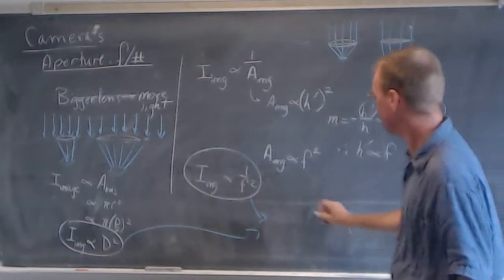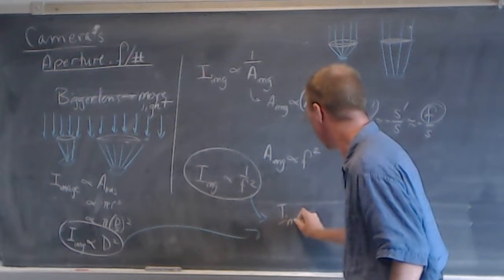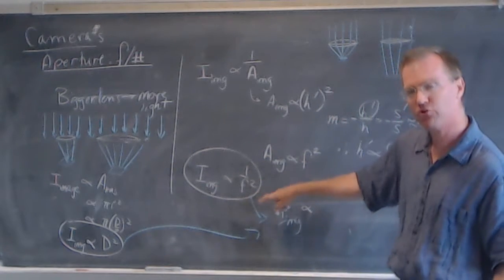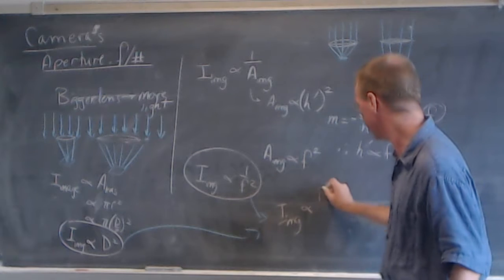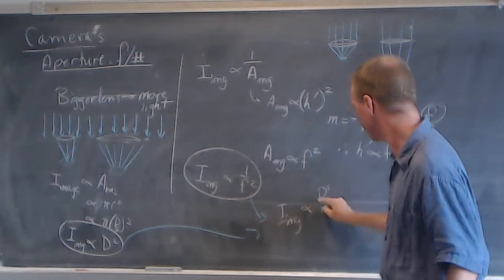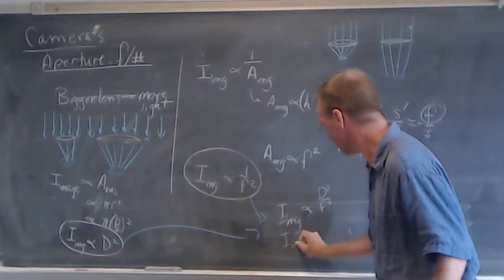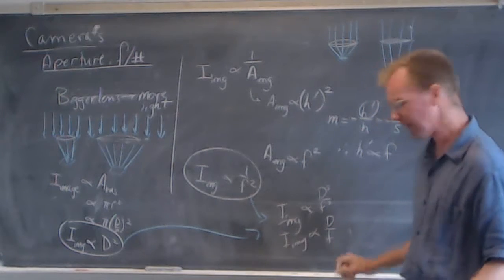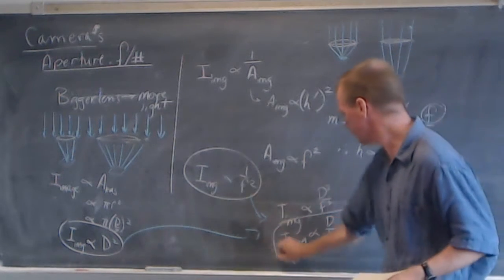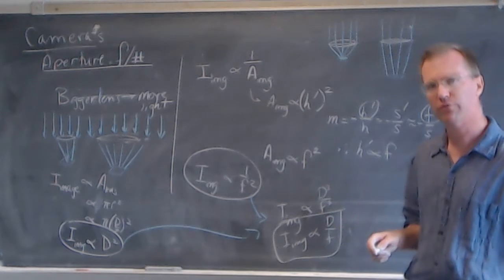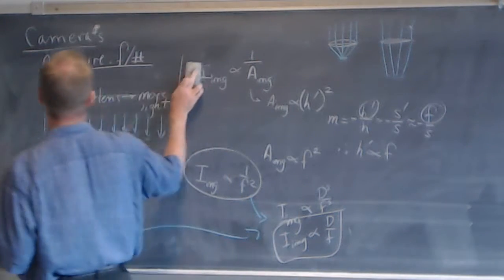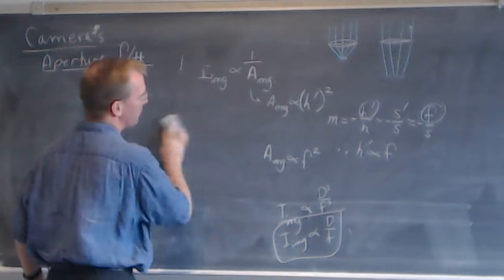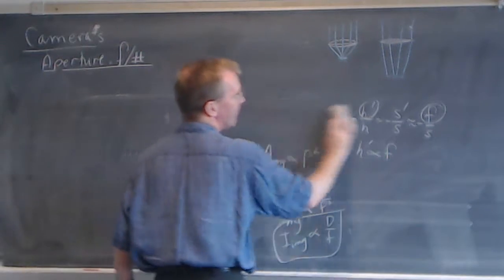This together means that the image intensity is proportional to d squared and inversely proportional to focal length squared. So, the image intensity is proportional to the diameter of the lens divided by the focal length. What are we going to use that for? Let me erase this and I'll show you. Keep that thought in mind. Image intensity is proportional to lens diameter divided by focal length.